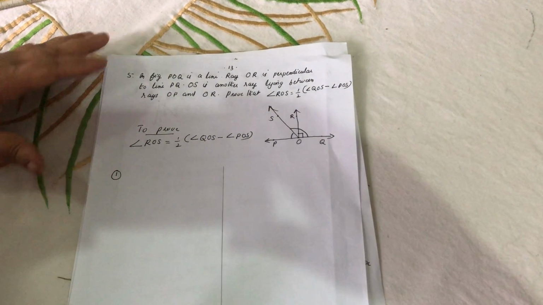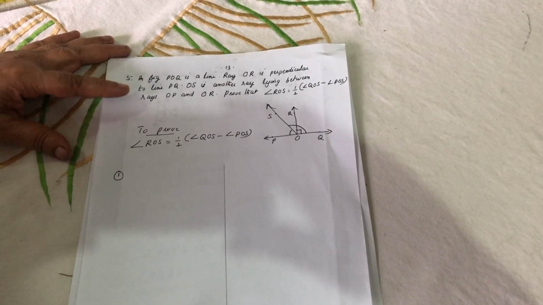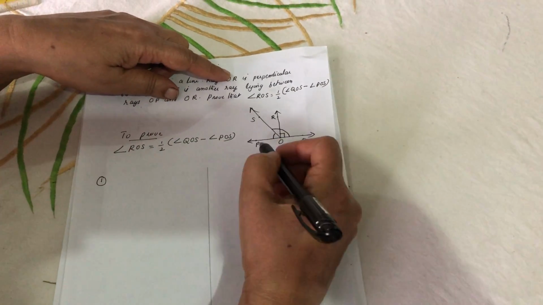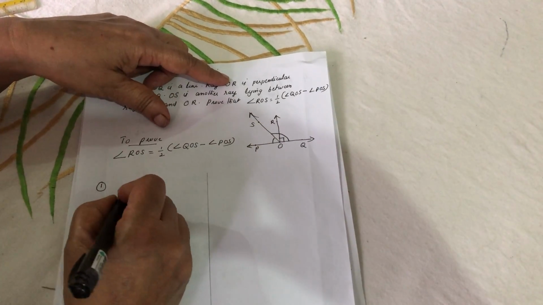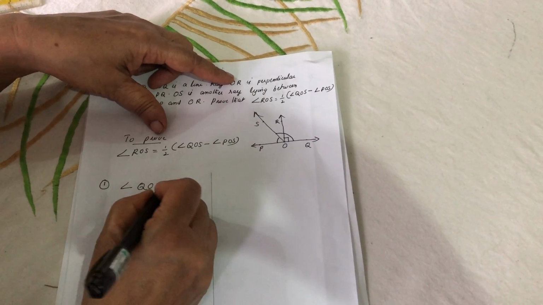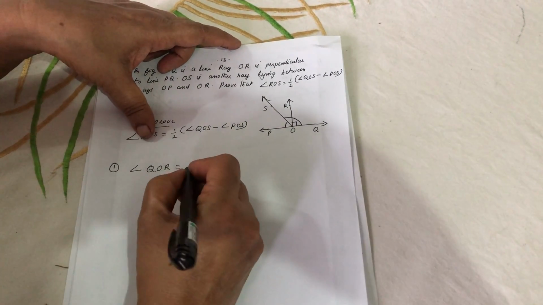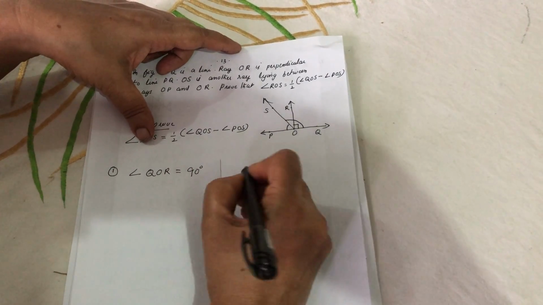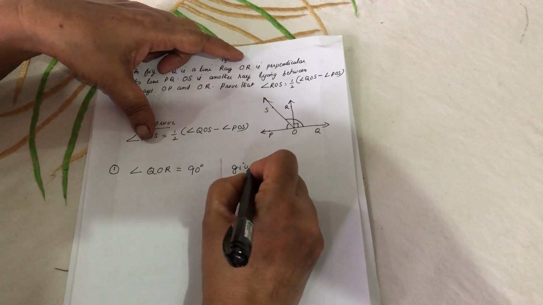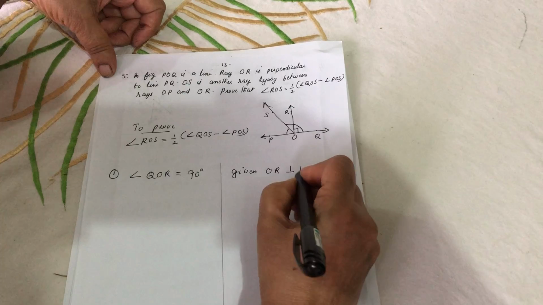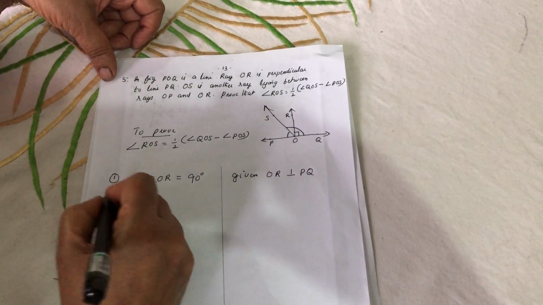First point, OR is perpendicular to POQ. So I am writing angle QOR is equal to 90 degrees. So what is that? It is given. What is given? OR is perpendicular to PQ. It is given.